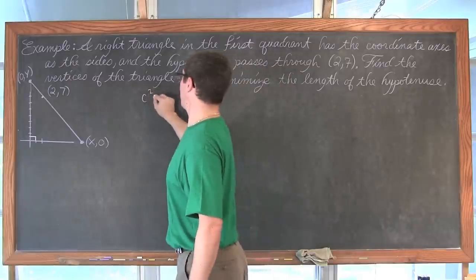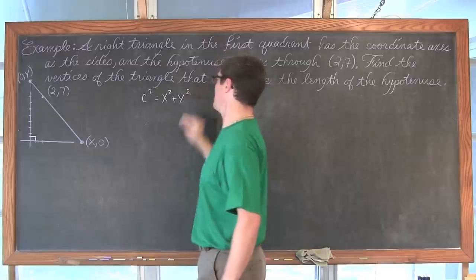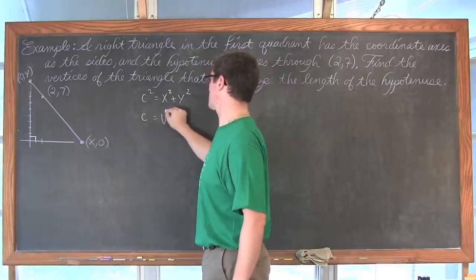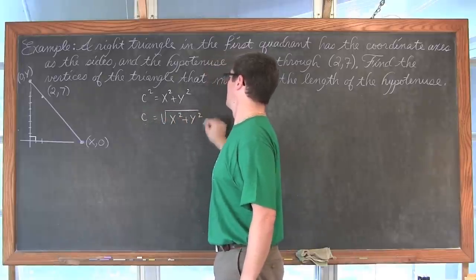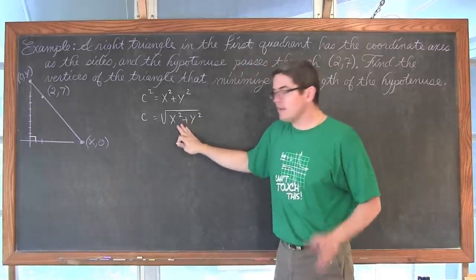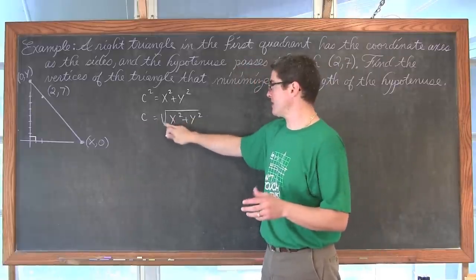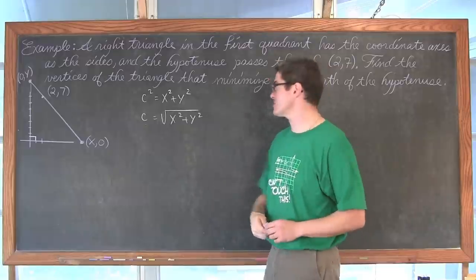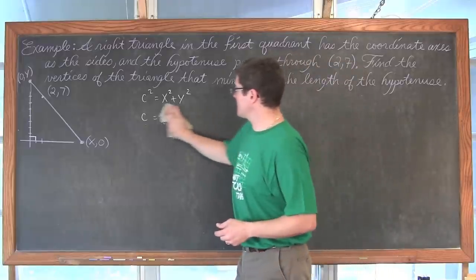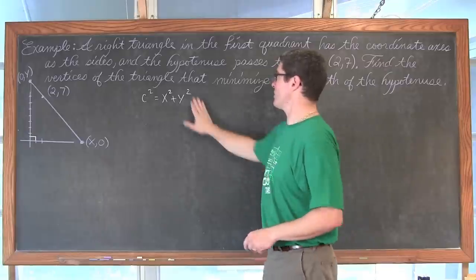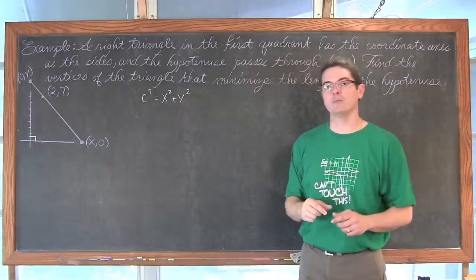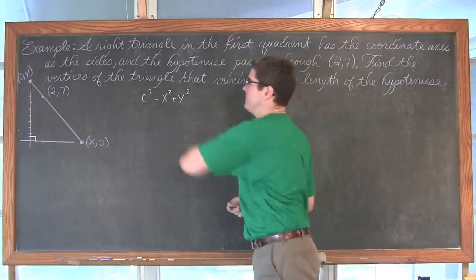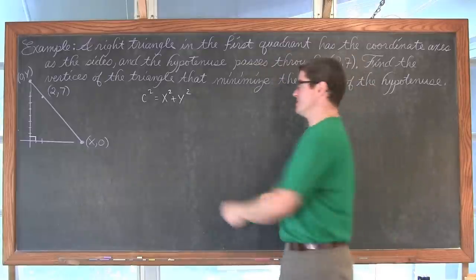So we have c squared is equal to x squared plus y squared. And the length of the hypotenuse is c, so c can be written as the square root of x squared plus y squared. But to minimize the length of the hypotenuse, I can use the square root, but that's going to complicate matters. I can really just focus on that inside function and minimize x squared plus y squared. So I'm going to just keep it as c squared is equal to x squared plus y squared and focus on minimizing that expression right there, which is our primary function, or it will be in a second. I'll give it a function name when we get it in one variable, but right now it has two variables. It's in terms of x and y.